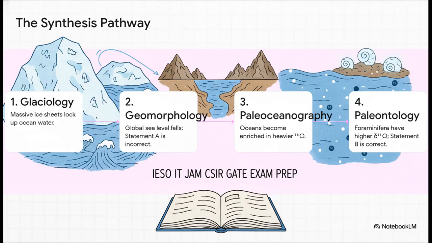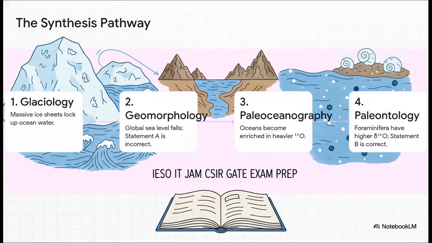First, glaciology. The last glacial maximum means huge, massive ice sheets. Where does that ice come from? Ocean water. So that means the sea level actually drops a lot, which makes statement A incorrect. Now for paleoceanography. When water evaporates from the ocean, the lighter oxygen isotope, that's oxygen-16, gets trapped in all that ice. That leaves the ocean richer in the heavier oxygen-18. And finally, paleontology. The little foraminifera living in that ocean build their shells out of that heavy oxygen water, so their fossils will have a higher ratio of it, which means statement B is correct.